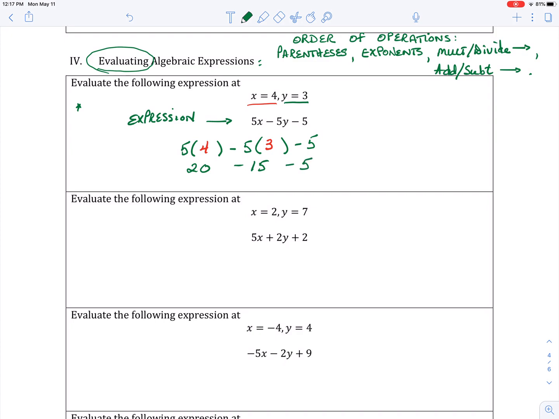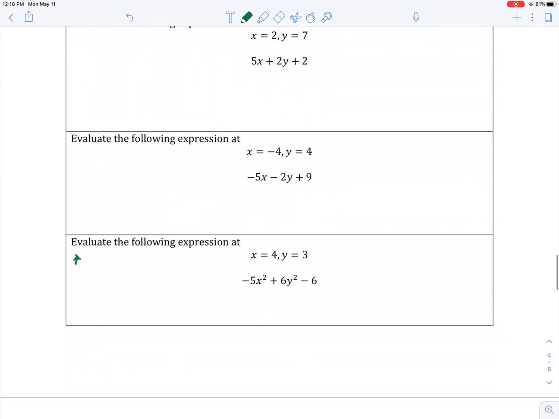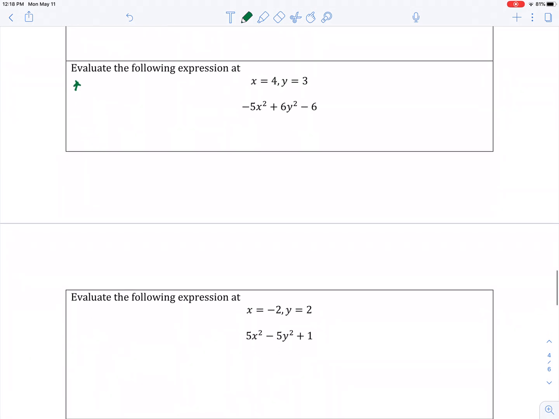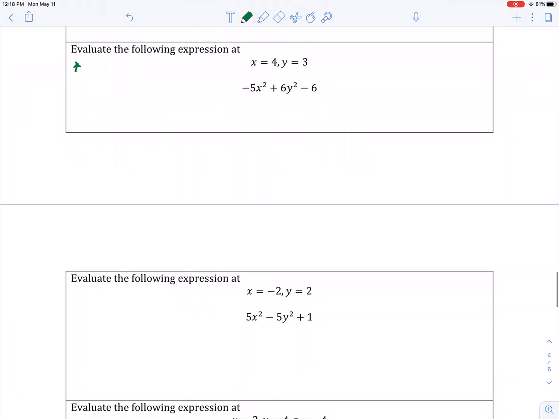And once the multiplication is done, then the last thing in my order of operations is to combine. So let's see, 20 minus 15 is 5, 5 minus 5. Looks like this turns out to be equal to 0 when x is 4 and when y is 3. So that's the way you evaluate. I've got a couple more down here I wanted to show you. Here's one where x is assigned the value 4 and y is assigned the value 3.